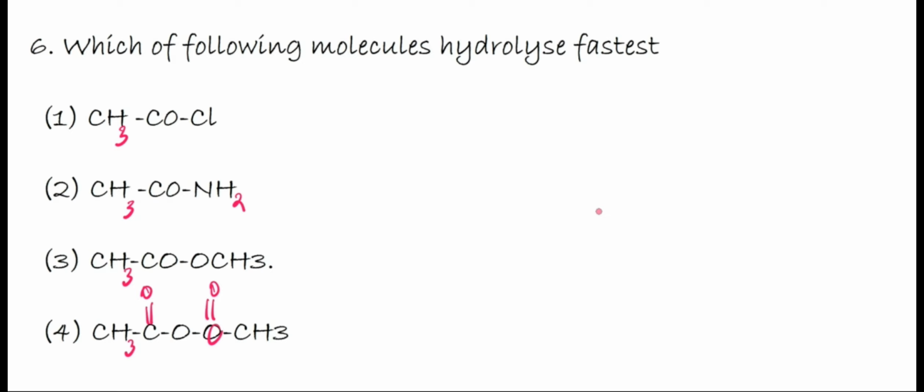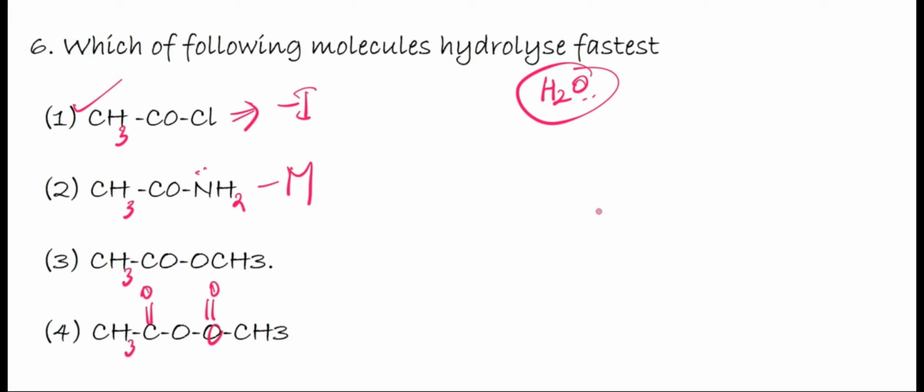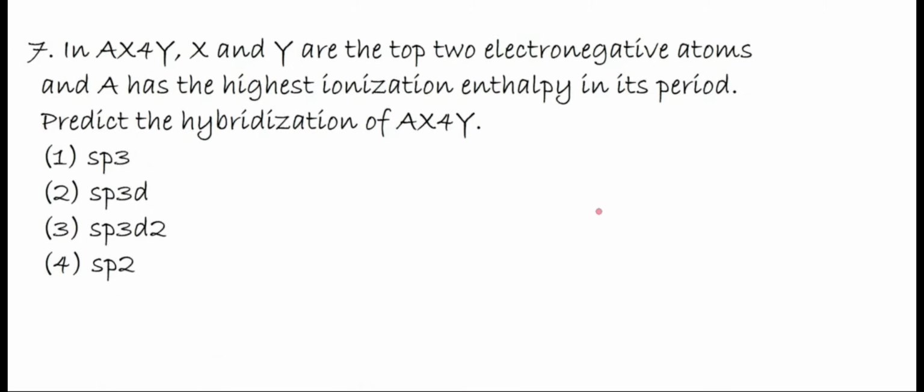Okay, so which of the molecules hydrolyzes faster? As you can see, hydrolysis means H2O participation, right? The H2O oxygen lone pair will attack, and then the H plus and OH minus will get separated. Except the first molecule, all others have the dominating minus M effect. But this one over here will have minus I effect more than the minus M effect, which makes option 1 your right answer.